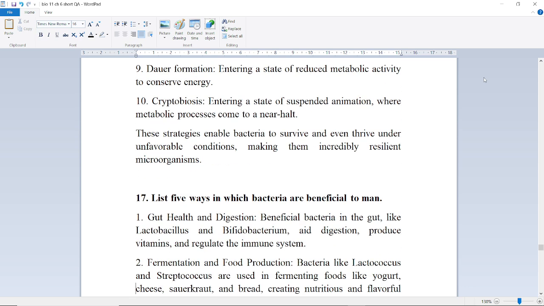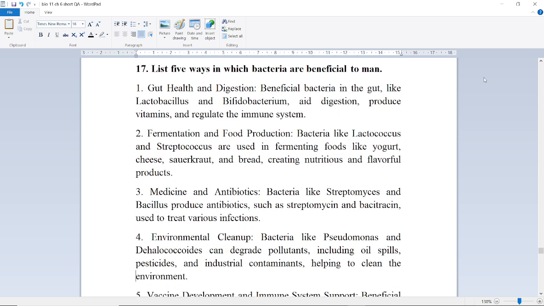Next question is, list 5 ways in which bacteria are beneficial to man. First one is gut health and digestion. Beneficial bacteria in the gut like Lactobacillus and Bifidobacterium aid digestion, produce vitamins, and regulate the immune system.